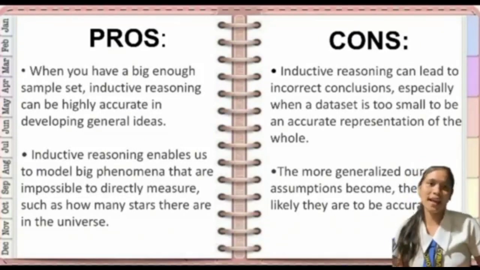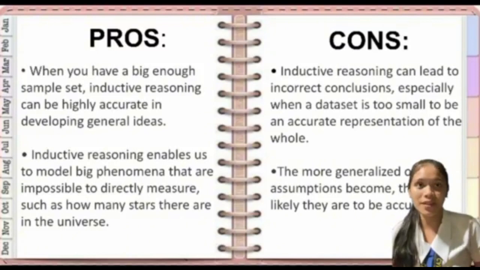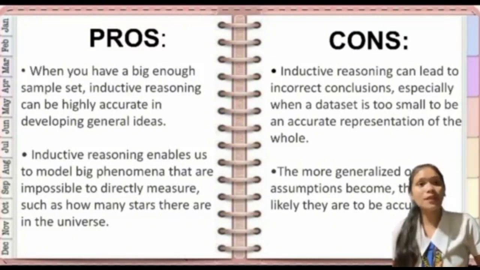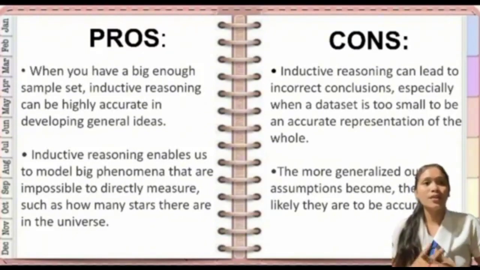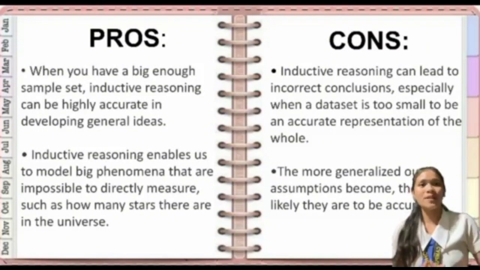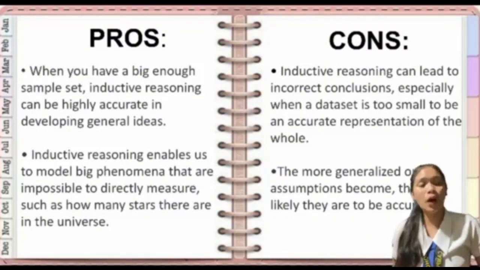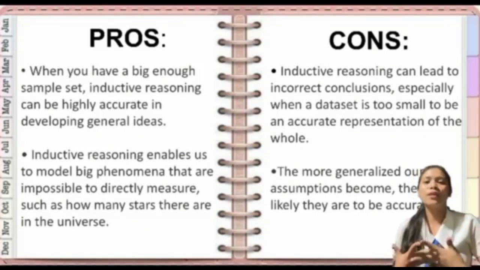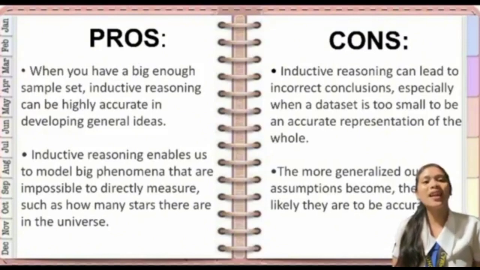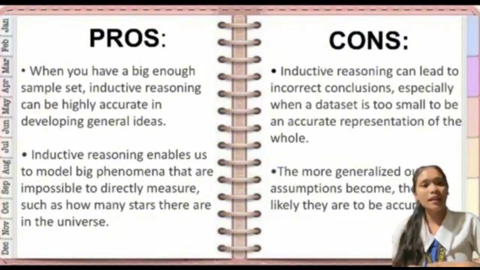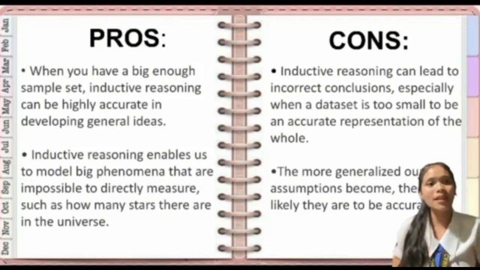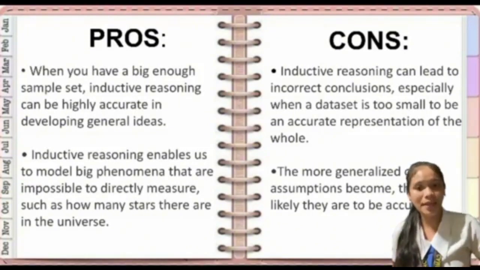On the other hand, are the cons. Inductive reasoning can lead to incorrect outcomes, especially when the data set is too small to be an accurate representative of the whole. Second, the more generalized the assumptions become, the less likely they are to be accurate.